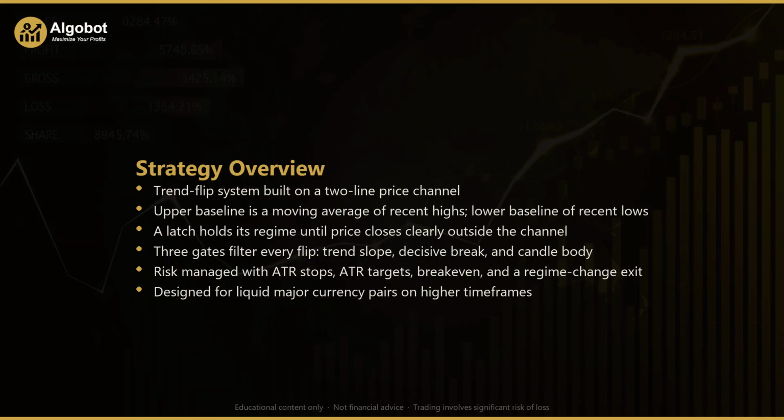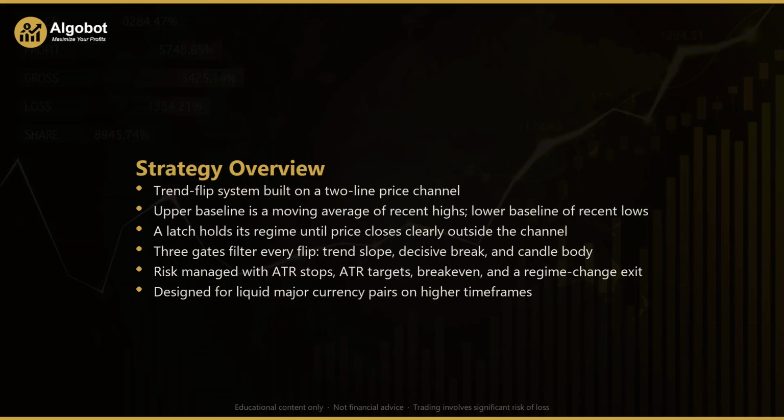During a sideways range, the close bounces back and forth between the baselines, and because neither line is convincingly cleared, the latch never moves and the strategy stays flat. That helps the approach avoid being whipsawed in choppy conditions. A flip of the latch is therefore meaningful. It only happens when price genuinely leaves the recent high and low envelope. But the strategy does not blindly act on every flip, because even a real flip can arrive at an awkward moment. So it layers 3 additional filters on top, which we'll walk through shortly.